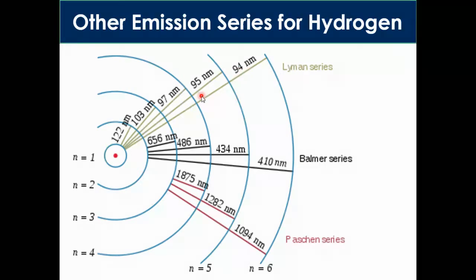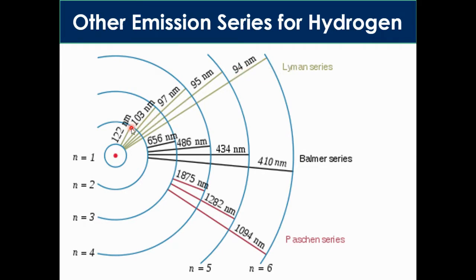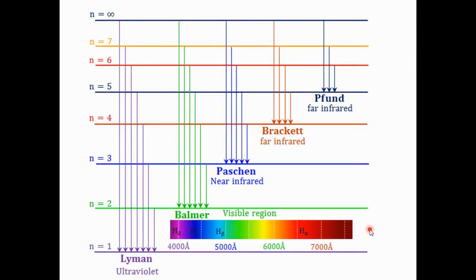So the Lyman series is transitions from the second, third, fourth, fifth, and sixth energy levels down to the ground state. The Balmer series is looking at the emissions from the third, fourth, fifth, and sixth down to the second energy level, and the Paschen series, the next one up. So what do these correspond to?